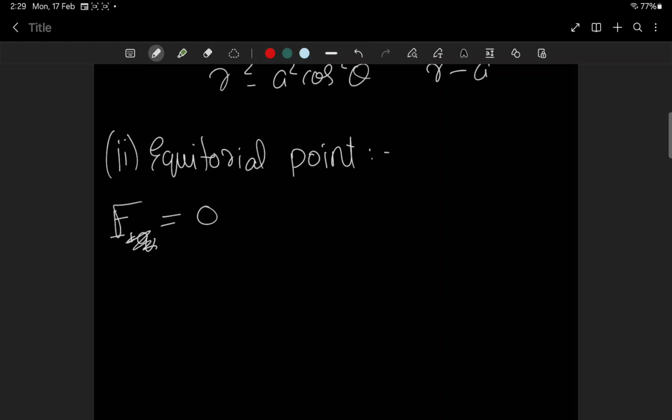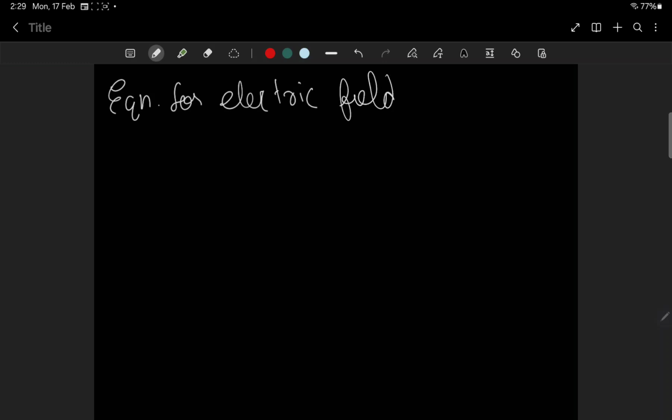Here I will give you one more equation that I forgot to give in the electrostatics chapter, that is the equation for electric field at any point. We have only learned axial and equatorial there. So for electric field at any point, there is a formula. Please note it.